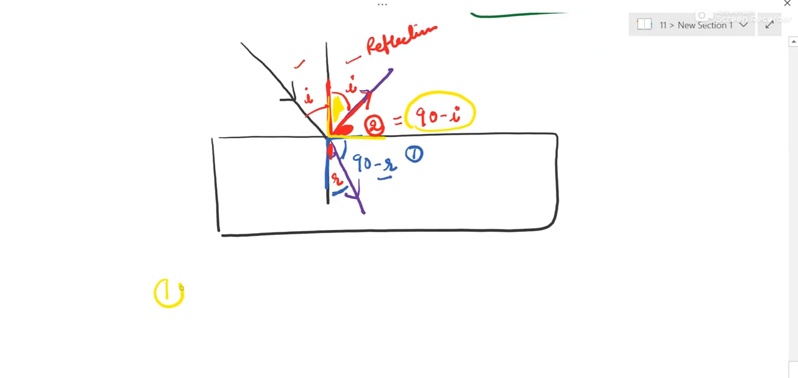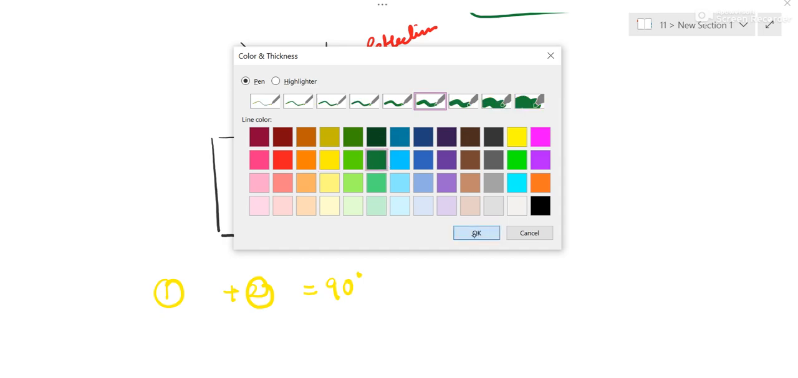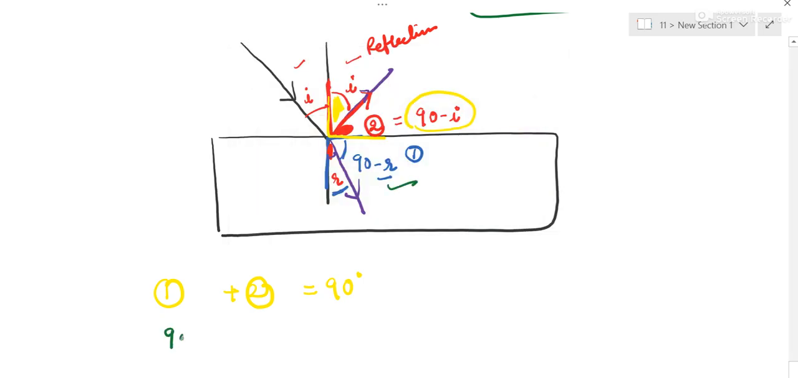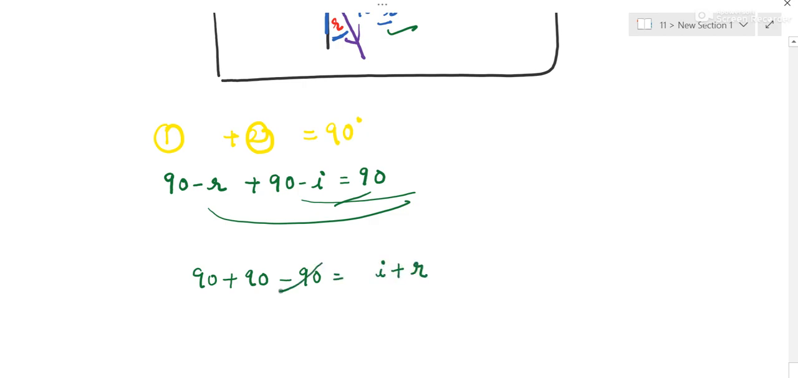Now the sum of angle 1 and 2 is 90. They have given that. So let us write it down. Angle 1 is 90 minus r. Angle 2 is 90 minus i, and the sum is equal to 90. Okay? So r will go that side, i will go this side. So 90 plus 90, this 90 will come this side, is equal to i plus r. So i plus r is coming as 90. Okay, so r is coming as 90 minus i.